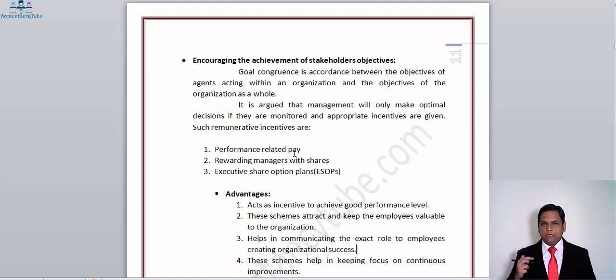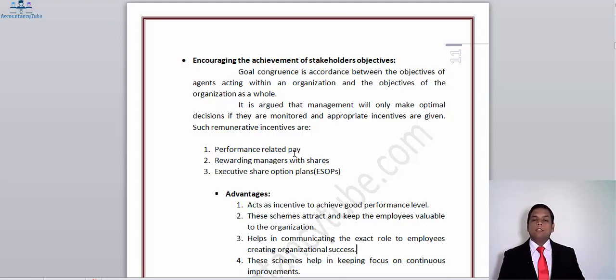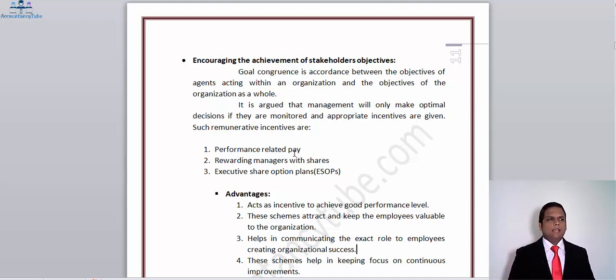Now for that, there are a number of ways. First is performance related pay. Simple as that and straightforward. It happens in most organizations that if they achieve a certain level of performance, any threshold can be put in place. For example, if a share price increased by, let's say, 50% or 100% or 200% in a year, they will get an incentive of this much amount. Senior management are paid handsomely.